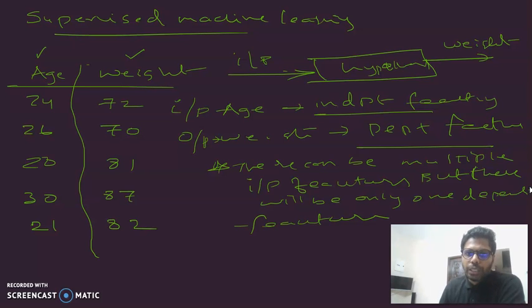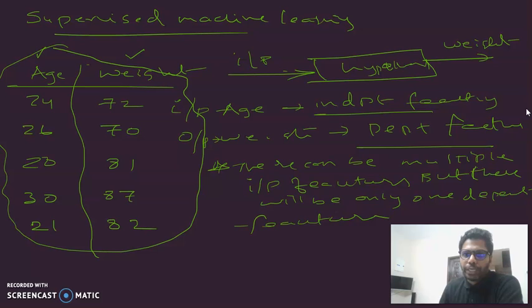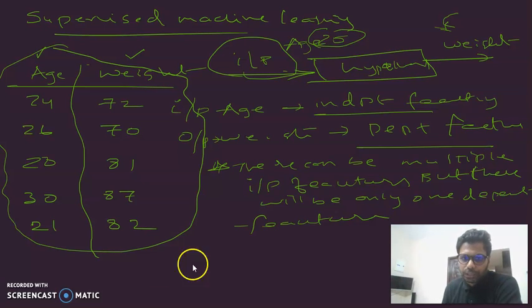Suppose I want to predict the weight. Initially I want to train the whole model, and then predict by giving the value of age, let us say something like 25, which is not there in the data set. I want to predict the weight here. So this is a small explanation of supervised learning. I'd like to talk more in the coming sections.